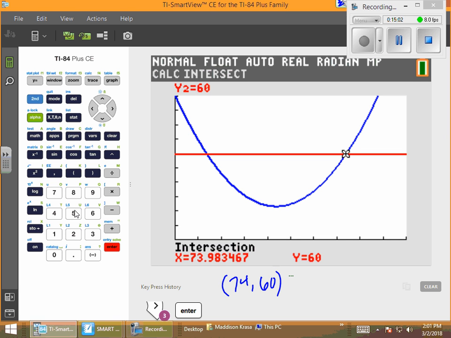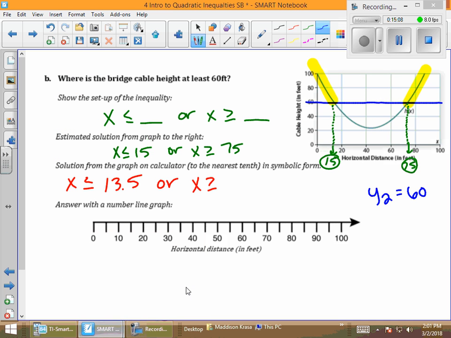Any issues on getting that intersection? So that one would be x is greater than or equal to 74. All right, when we have less than or equal to or greater than or equal to, what does that mean for the dots on our number line? Colored in. Yep, they are closed or they're colored in.